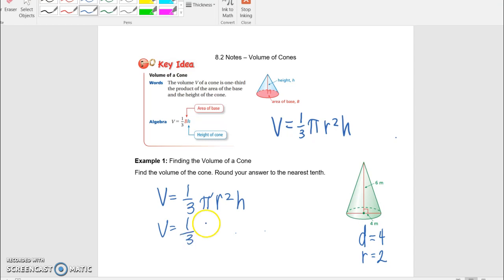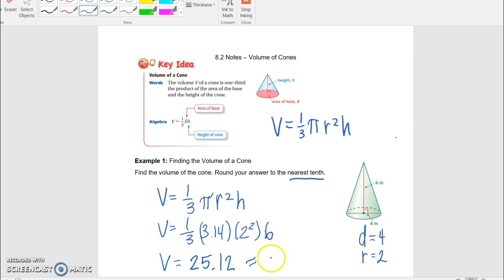We're going to use 3.14 for pi. Our radius is 2. We're going to square that. And our height is 6. Now, you'll plug that in on your calculator, and you should come up with 25.12, and it tells us to round to the nearest tenth.